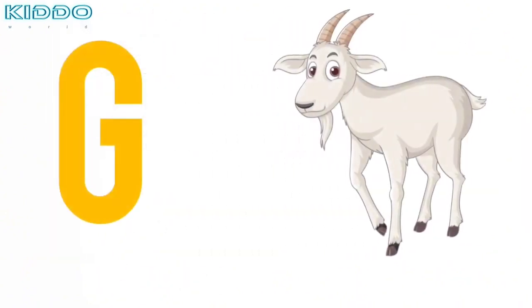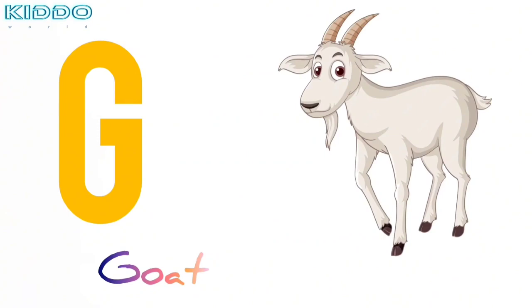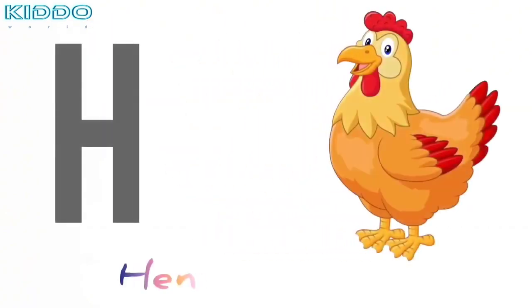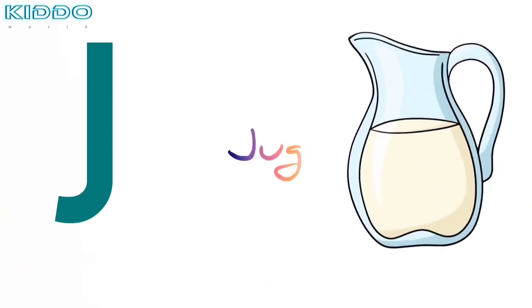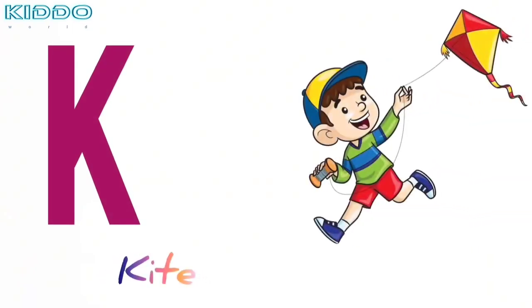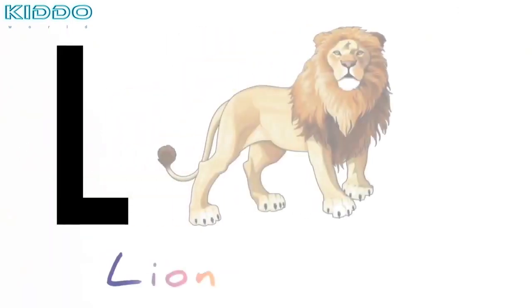G for goat. H for hen. I for ice cream. J for jug. K for kite. L for line.